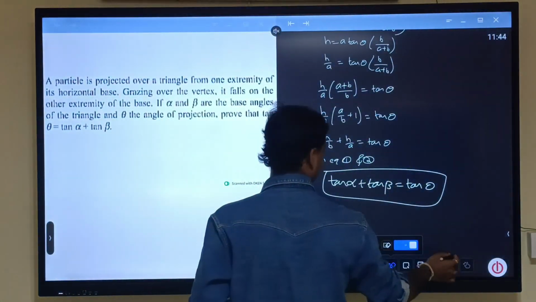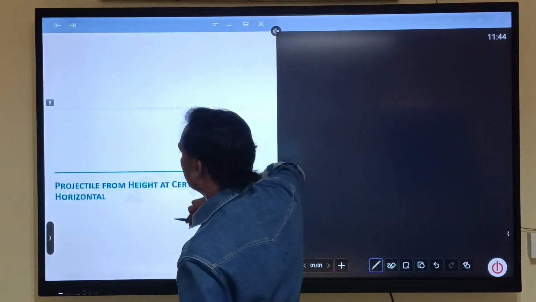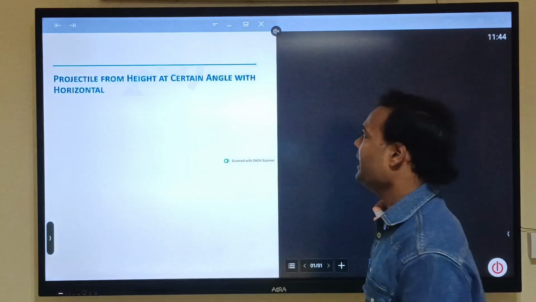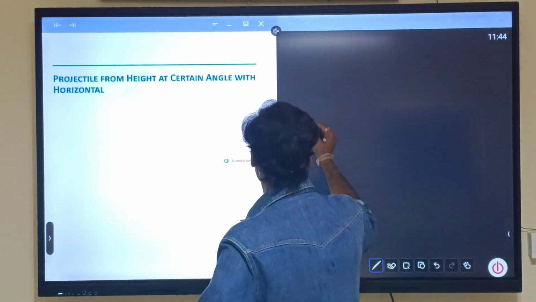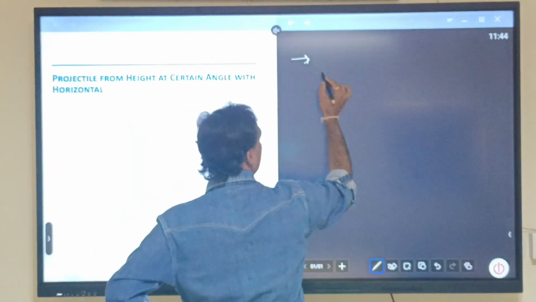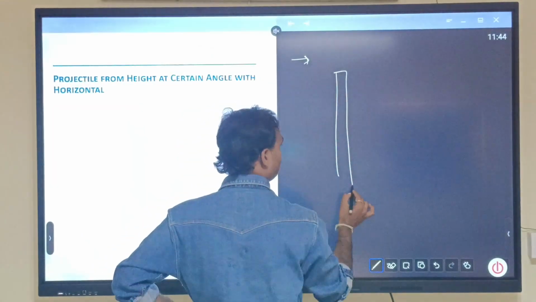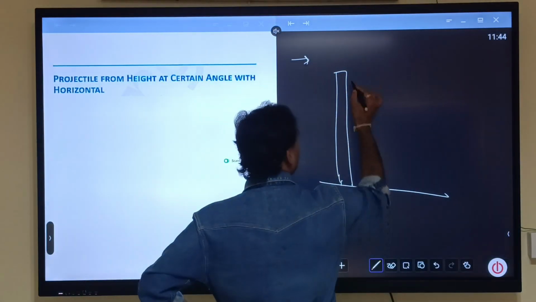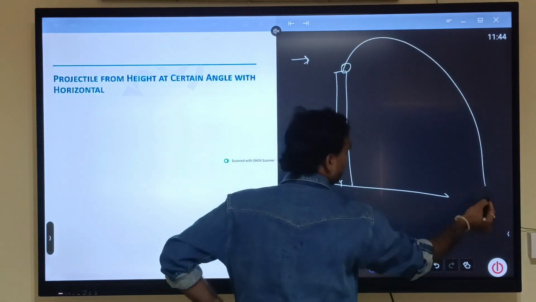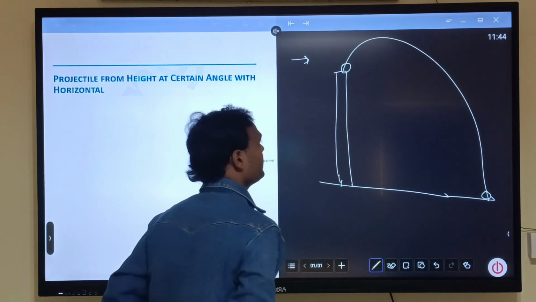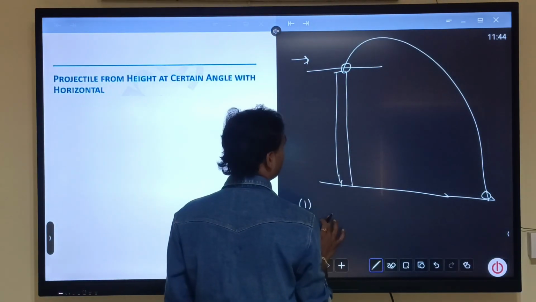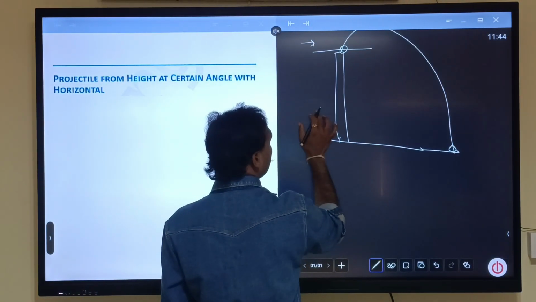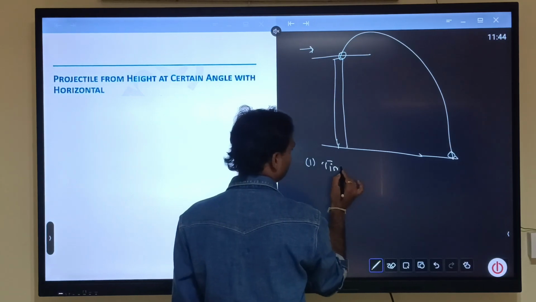Next one, projectile from a height at a certain angle with the horizontal. Let us see the next concept. See, the concept is: first, let us say a projectile is falling like this. Number 1, how can I find the time of flight?